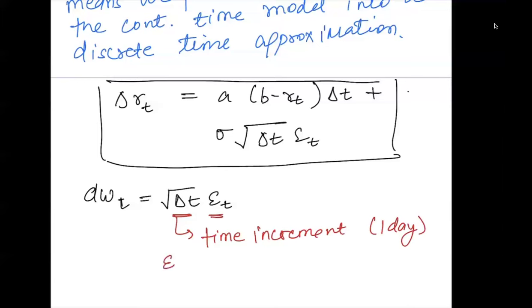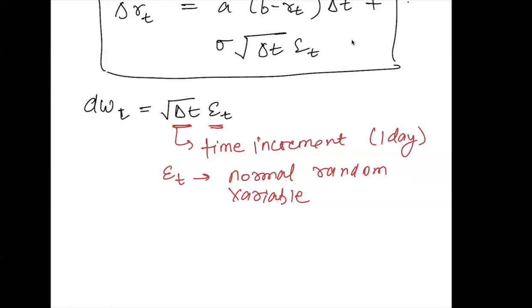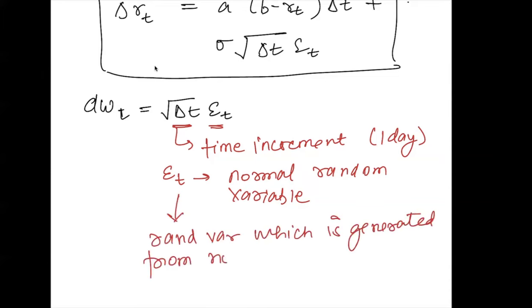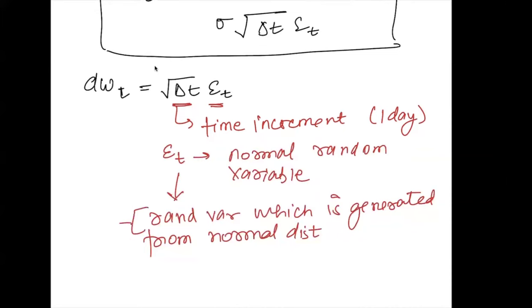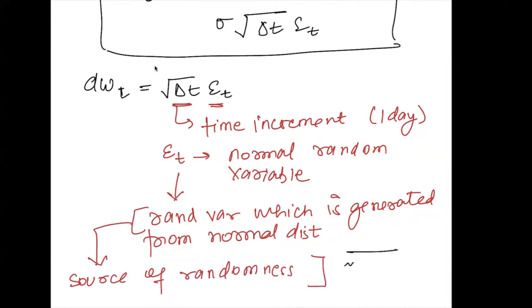And this epsilon t is nothing but a normal random variable, right? Or we can also say a random variable generated from normal distribution. And this random variable is nothing but your source of randomness. Why do we need to include this? Because we all know interest rates are not straight, they have certain fluctuations. So that's why we need to integrate this randomness.